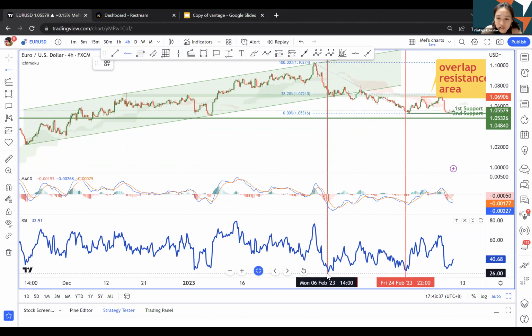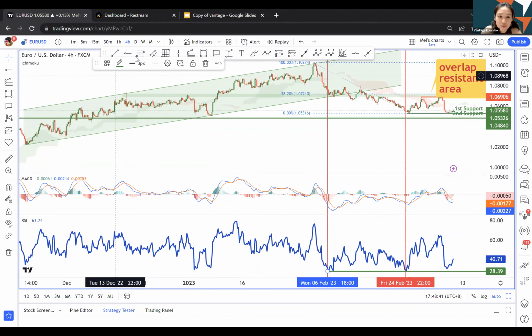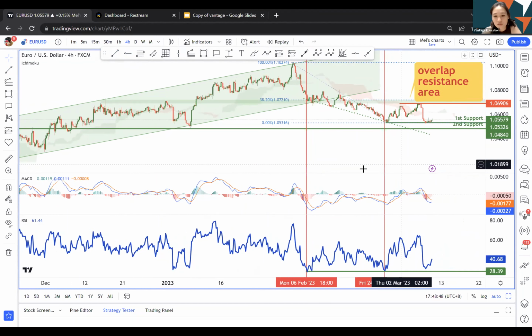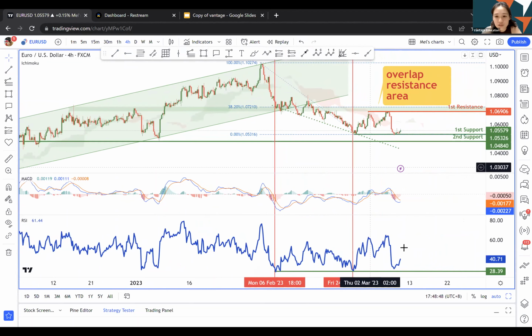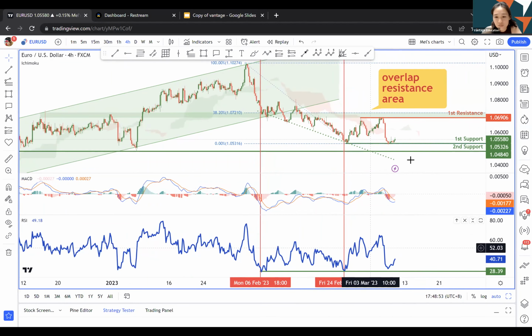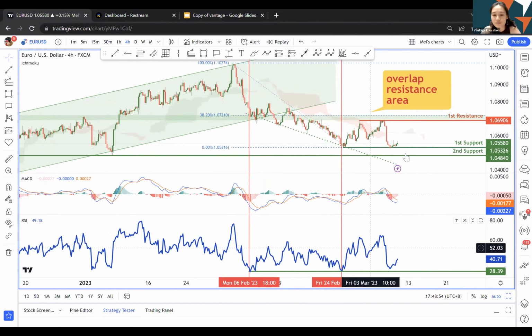So for RSI, I have a horizontal level here, but we can see on our price chart, price has made a lower low. So this could suggest that price will continue to rise from this first level of support.